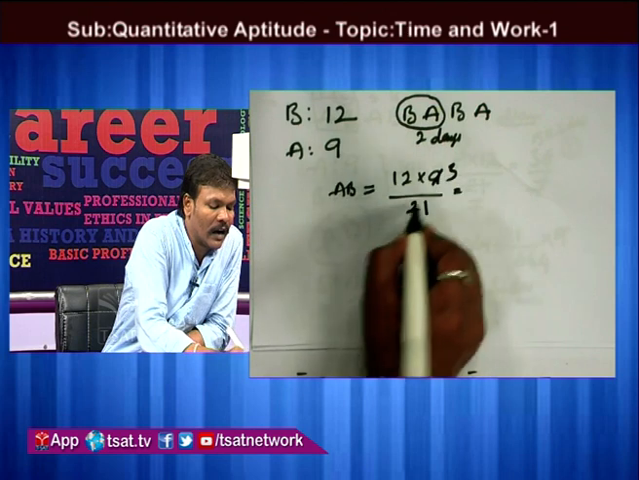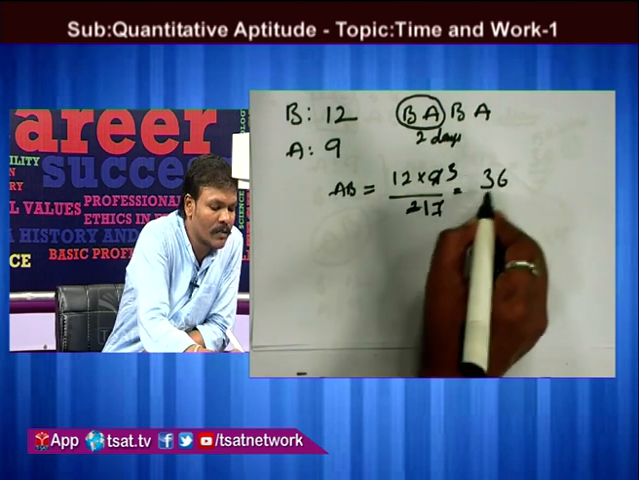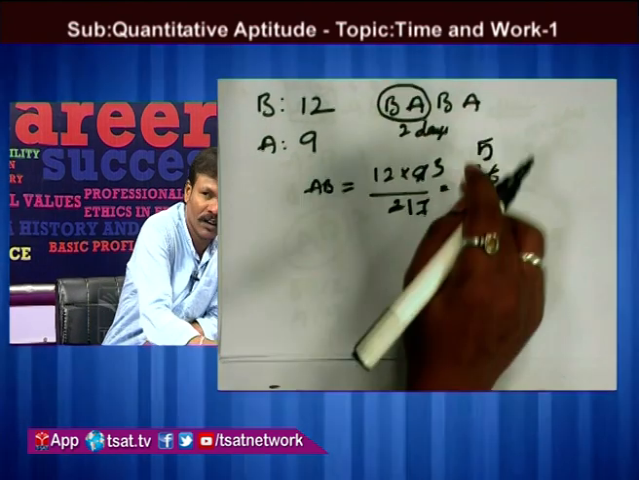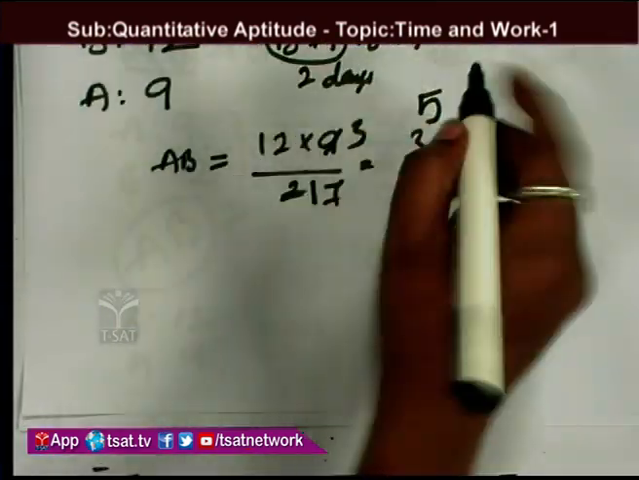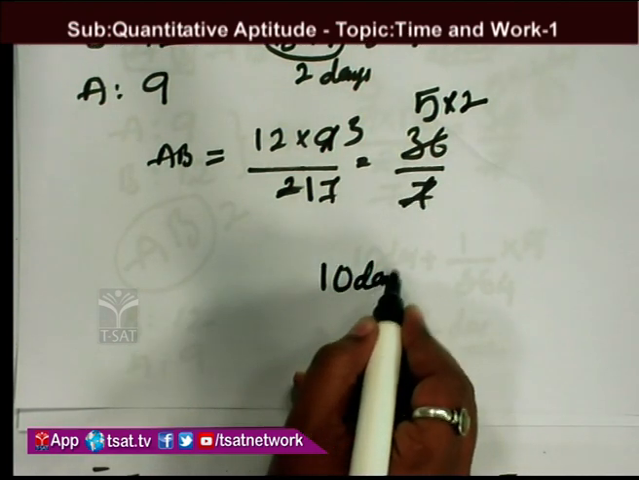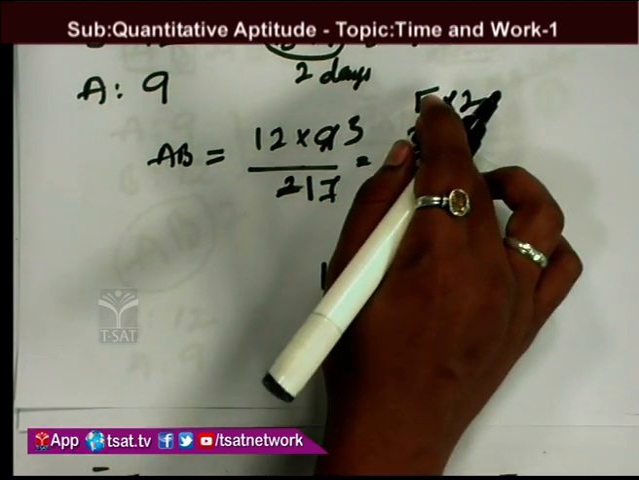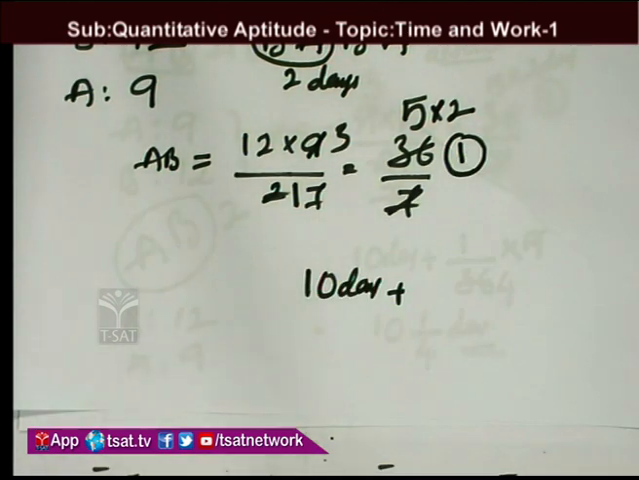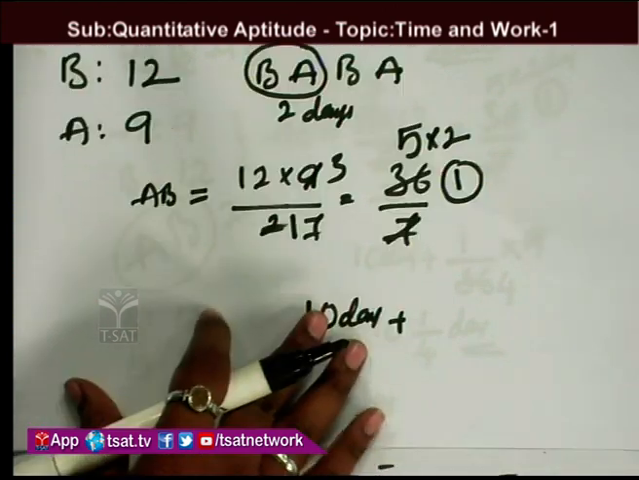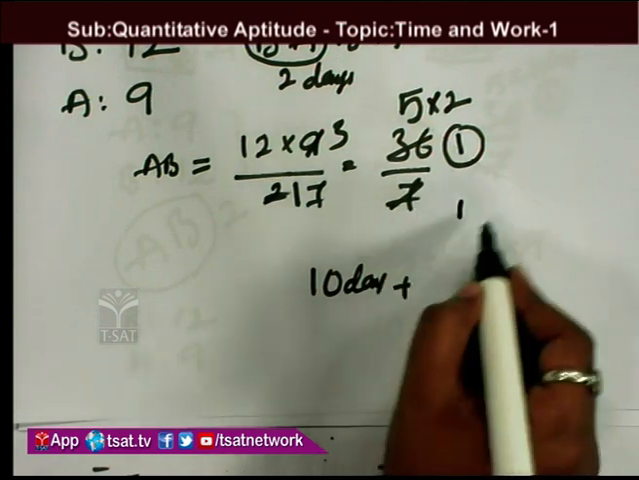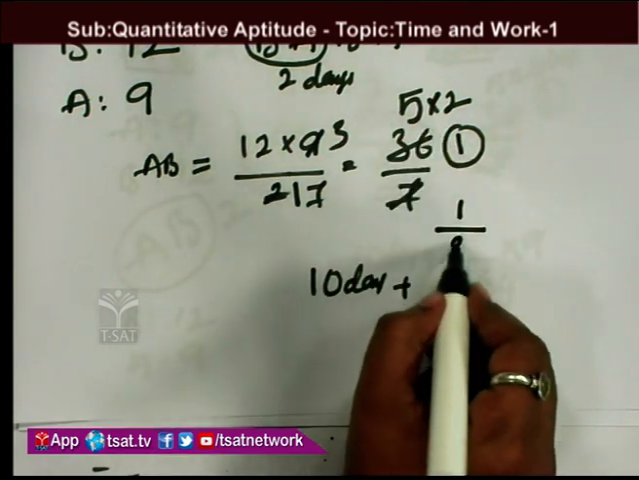3 3s are 9, 3 7s are 21, that is 36 by 7 days. What we get as the result is 7 5s are 36. The result 5 on alternate days means 5 2s are 10 days, but it is not exactly divisible. 1 will be the remainder, which means some of the work remains. How much work remains? 1 part of the work remains, out of the 36.